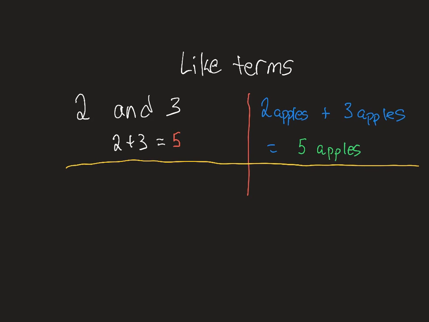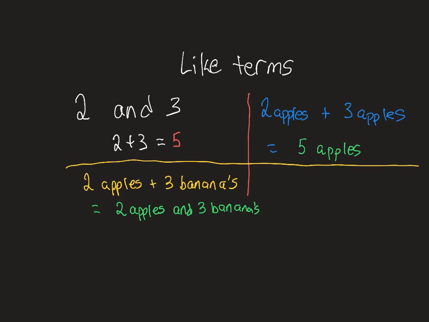What if I were now to tell you 2 apples plus 3 bananas? Well, when I look at this, I have 2 apples plus 3 bananas. So how many in total do I have? Well, I still have 2 apples, and I still have 3 bananas. I can't suddenly say that I have 5 bananas, because I have 2 apples and 3 bananas.